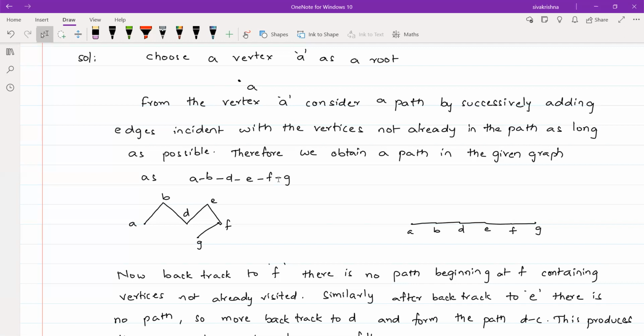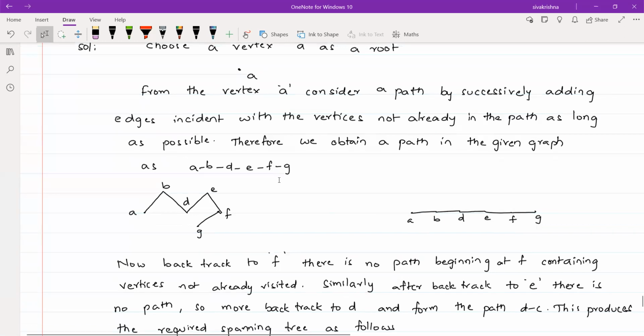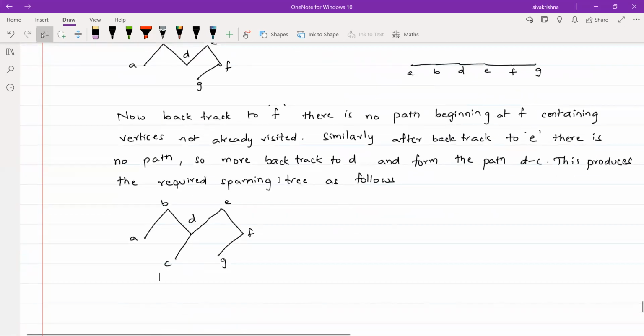Whenever we represent the path from D to C, then that particular graph contains all the vertices of the given graph. In this particular graph, we contain all the vertices, and also the number of edges is 6. Whenever we are having 7 vertices, the required spanning tree should contain 6 edges. In this way, we can find the spanning tree by using DFS algorithm.